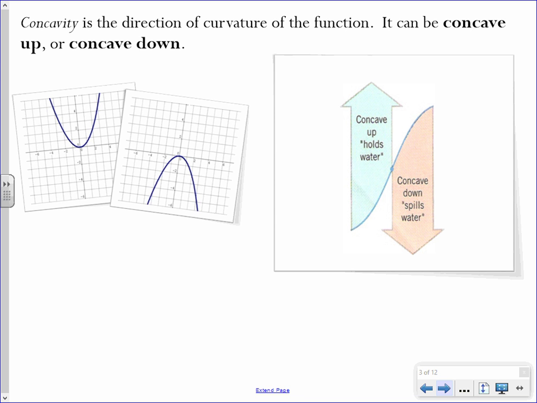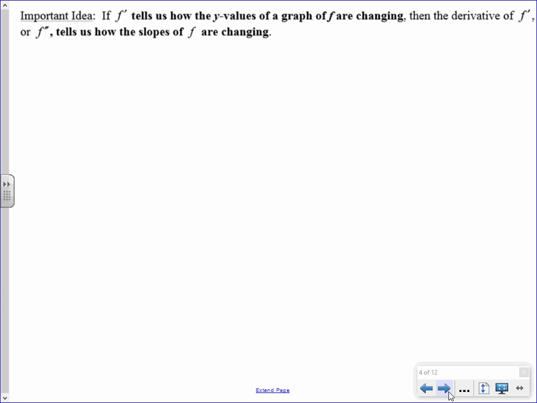Okay, so let's talk about this. F prime tells us how the y values are changing. When we look at the first derivative, it tells us whether our function is increasing or decreasing. Our second derivative tells us how the slopes are changing. That was the idea we talked about on the first slide. If our slopes are increasing, we are concave up. If our slopes are decreasing, our function is concave down.